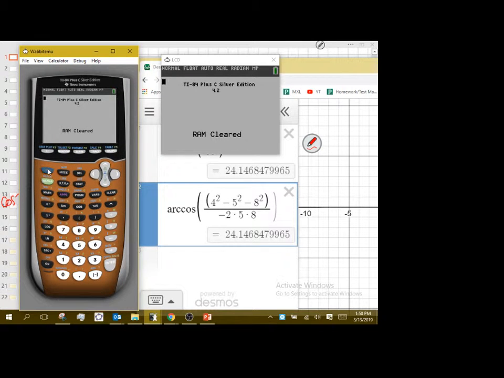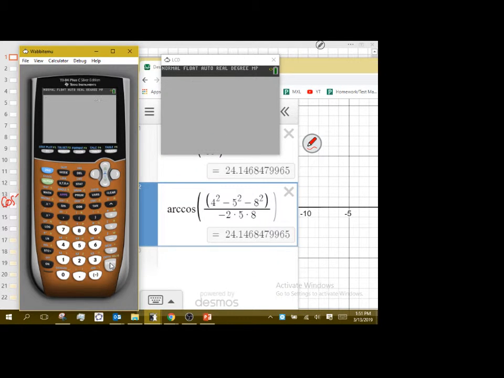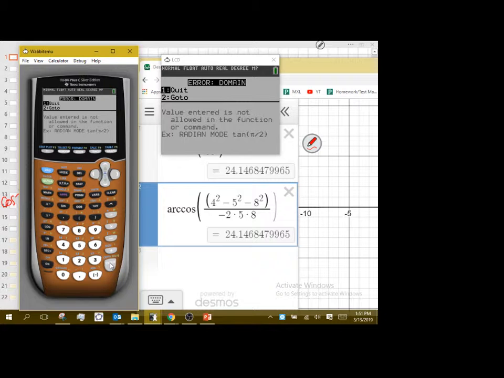If I just type in second cosine of, let's say, 4 squared minus 5 squared minus 8 squared, divide by negative 2 times 5 times 8. That is what most people are doing when they get this wrong. Make sure I'm in degree mode. I just want to prove to you, I'm going to hit enter and see what the answer looks like here. All right, and I get that error.